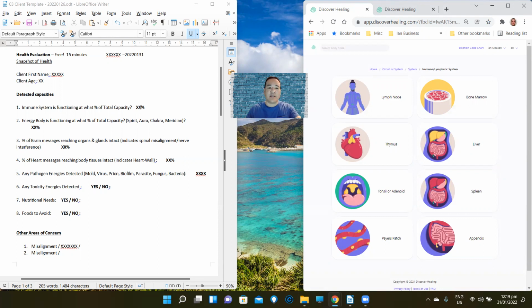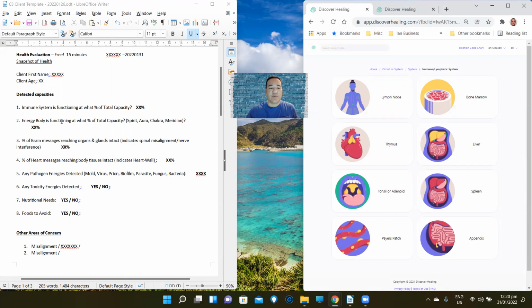In the snapshot, I'll just be putting the percentage. If it's very low, I might go here and say what part of the immune system is not functioning. I wouldn't be going into the underlying causes. That's what we would be doing in an actual session. This is just a free snapshot of your health, so you know what areas you need to work on.